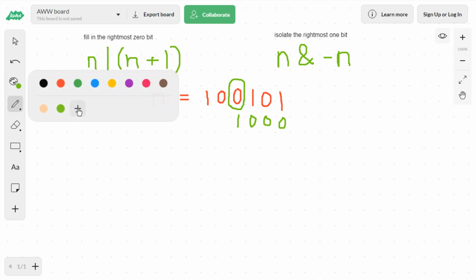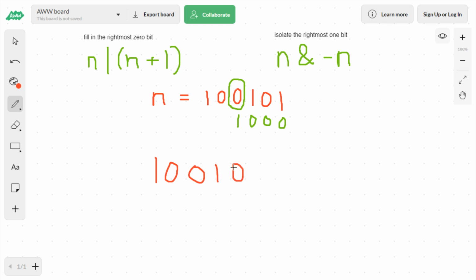Okay, so what are we going to do with this? Well, basically the idea is that, like I said, we're going to fill in this 0. So we're going to use this trick over here to fill in the 0 over here. Once this is a 1 and no longer a 0, we're going to use this trick, but not exactly. We're going to do it a little bit differently. So let's first fill in the rightmost 0 bit. So we start with n and then we do n plus 1. So n is going to be 100101. We can see it, it's right above us.